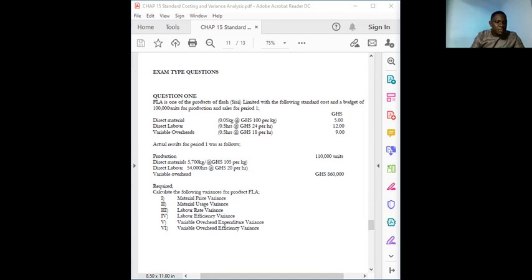Now let's look at our variable overhead expenditure variance. Variable overhead expenditure variance.